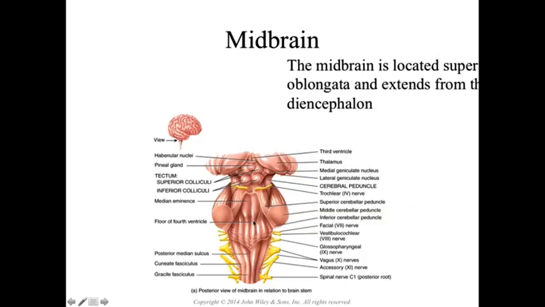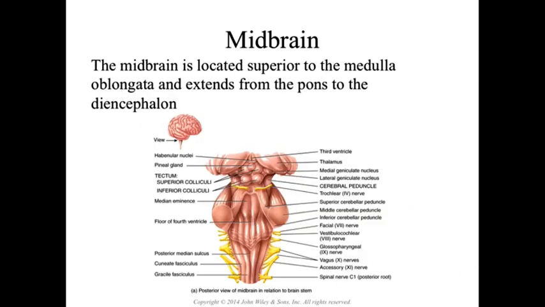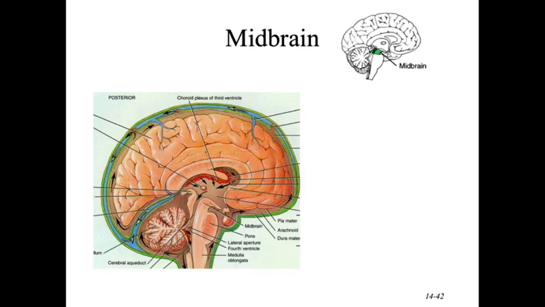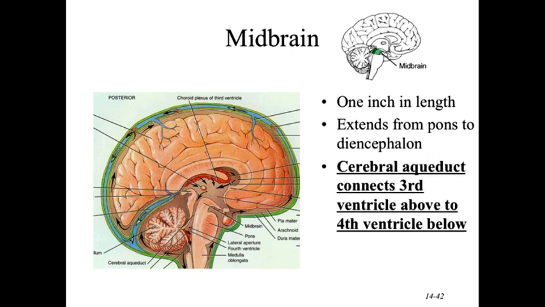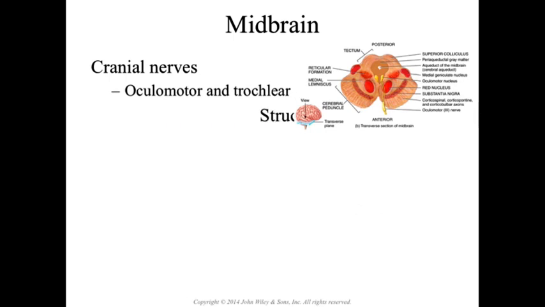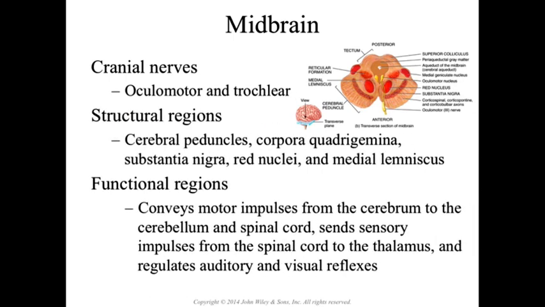Okay, let's look at the midbrain. The midbrain is located superior to the medulla oblongata, and it extends from the pons to the diencephalon. So it's about 1 inch long, and let's see if we can box it out. There it is, right there. And I want you to remember red, black, twins in the back. Red, black, twins in the back.